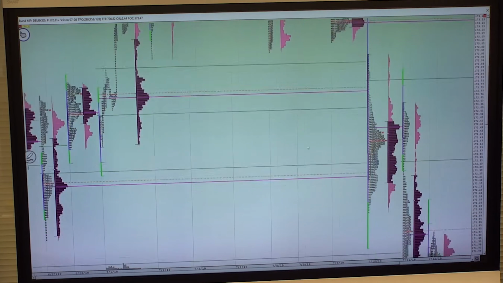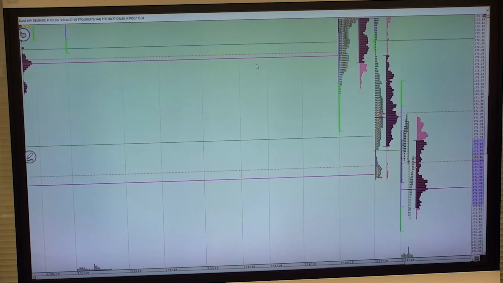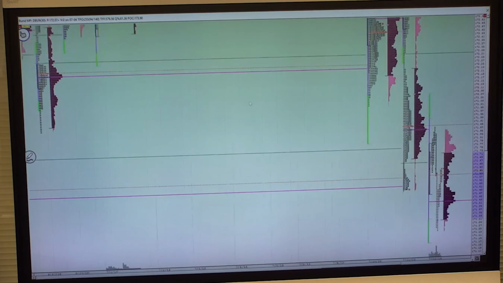And then the second example, a more short time frame one, but it was from today in the Bund.